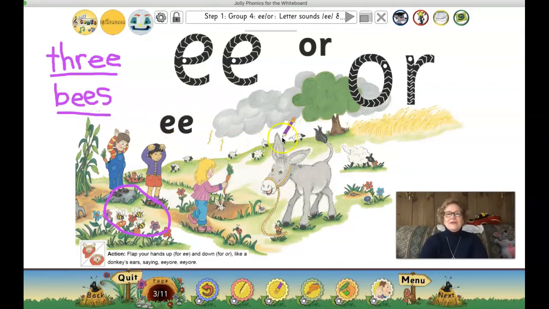Do you see anything else that has an E? I see something back here. Wow, there are lots of these guys. What are these called? They're called sheep. Let's see how many sheep we can see. 1, 2, 3, 4, 5, 6, 7 sheep. Let's try to write that word sheep.